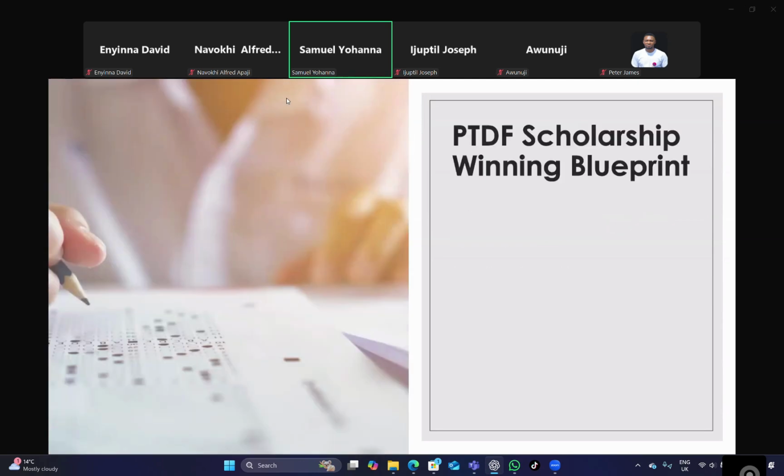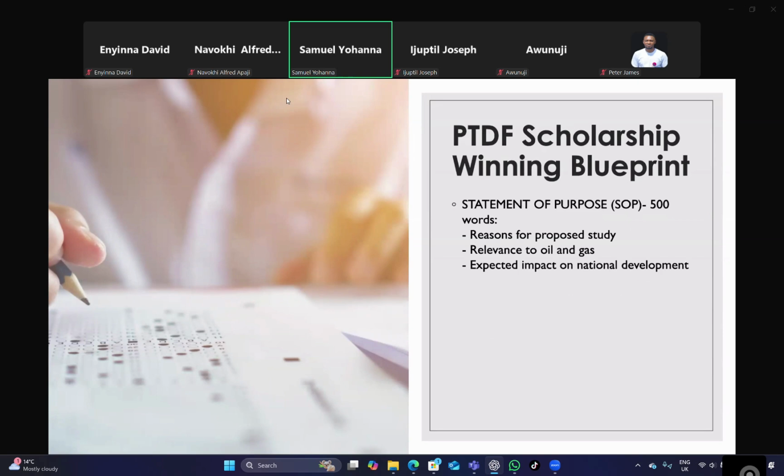And lastly, I want to talk about PTDF, which is currently ongoing. I am a beneficiary, and I want to give you a simple blueprint on how to win a PTDF scholarship. First and foremost, there's a statement of purpose, which is 500 words. And this statement of purpose is very, very important in your application for the PTDF scholarship. Please stick to the 500 words and also make sure that your SOP has covered these three important aspects that PTDF is looking for.